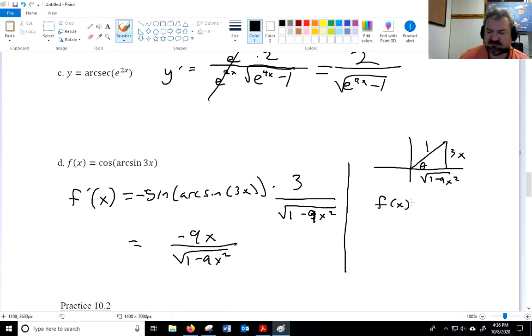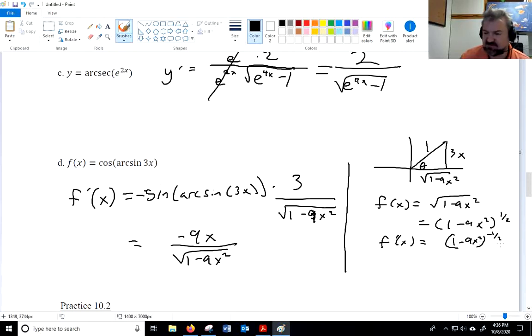So f of x is really the square root of 1 minus 9x squared, which we know is 1 minus 9x squared to the 1/2, which I can take the derivative of. I would call it 1/2 times 1 minus 9x squared to the negative 1/2 times the derivative of the inside, which is a negative 18x. Oh, I forgot to bring down the 1/2 in front. Kind of running out of room there.